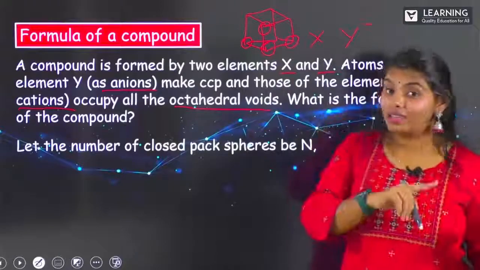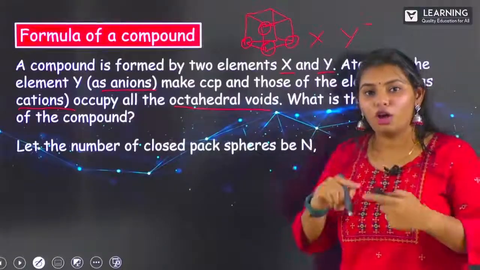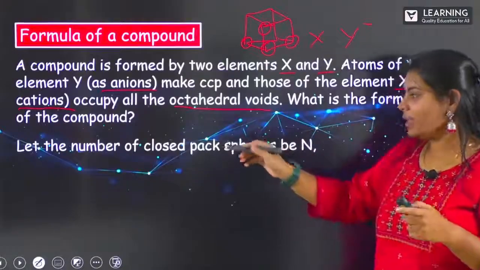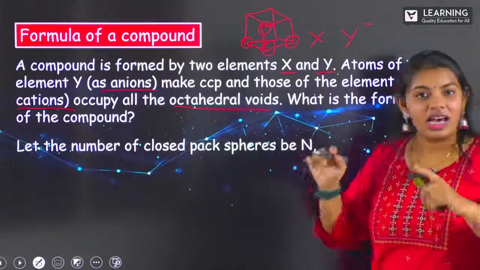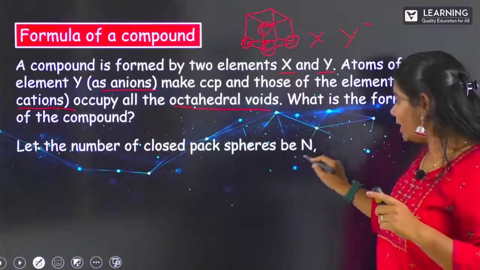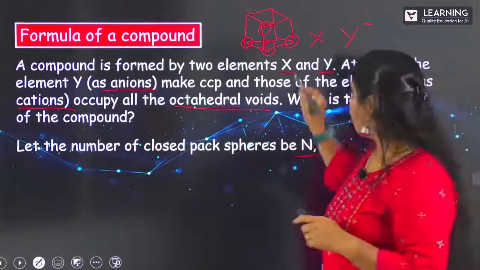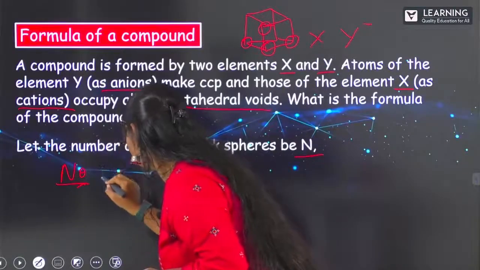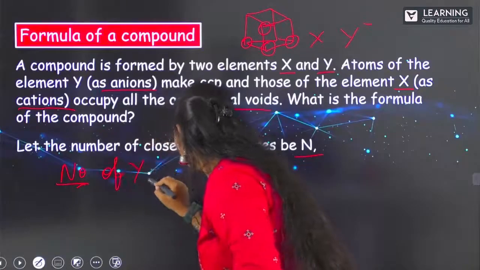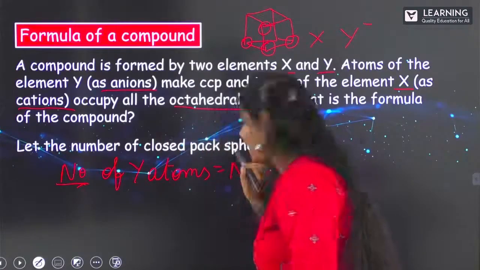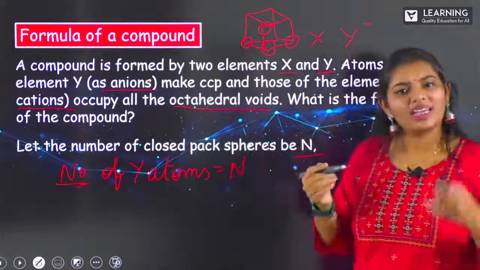We have already learned this before, right? To find out the formula of the compound, I told you a few things that you have to remember. So the first thing would be, let the number of close packed spheres in a close packed structure be n. So what is n over here? The number of Y atoms will be n. Now what will be the number of X atoms?